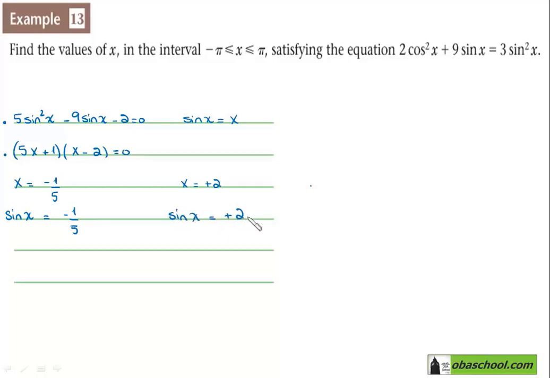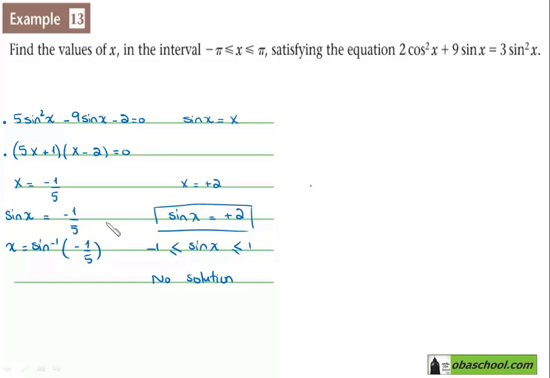Pay attention that the sine as a value, regardless of the angle, is always between minus 1 and 1. That means it cannot be plus 2. So this equation has no solution because the sine cannot be any value greater than plus 1. We will rely on this factor only, which is minus 1 over 5, and it will give us the solution of the angle. X is sine minus 1 of minus 1 over 5.